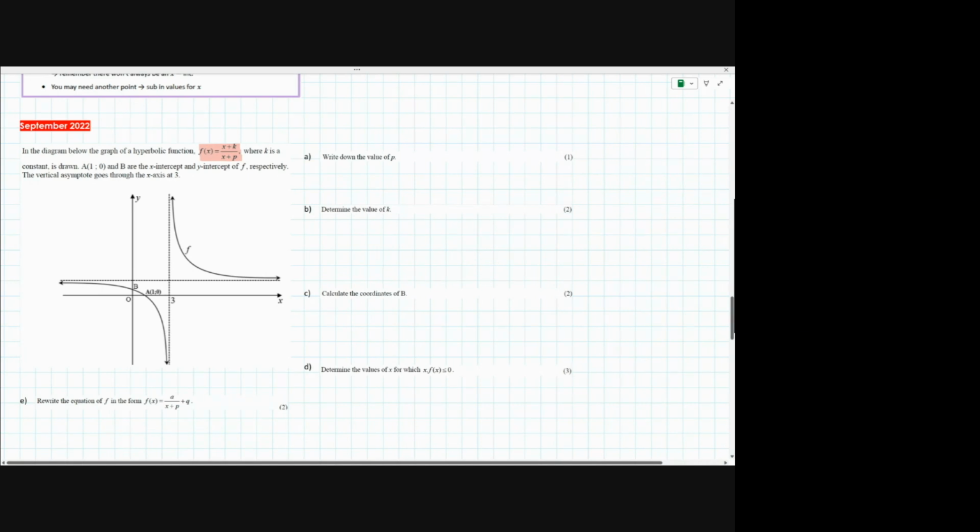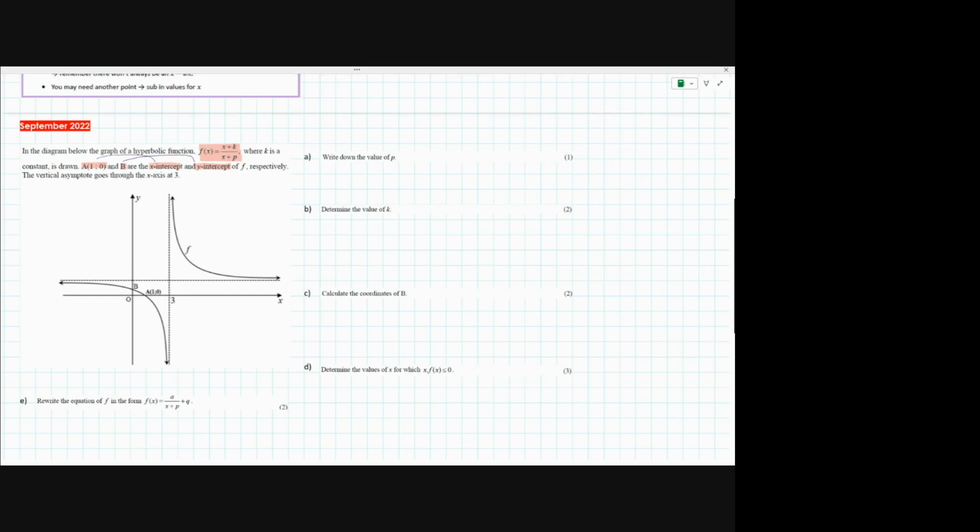Okay, so like I said, this one is a little bit weird because the hyperbola is not in the form that we're used to, but that's okay. We can deal with it, and I'm going to show you how in a second. So where k is a constant, all that means is that k has no variable attached to it. A at (1, 0) and B are the x-intercept and y-intercept of this graph respectively. This word respectively basically means that the order is important here. So A was mentioned first, it links with the x-intercept, which was mentioned first. B was mentioned second, it links with the y-intercept, which was mentioned second.